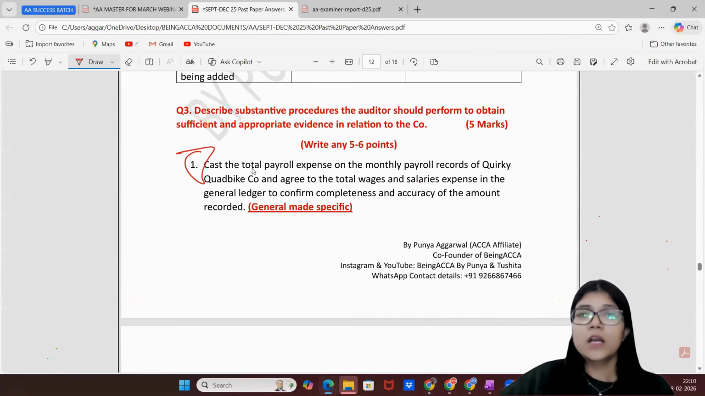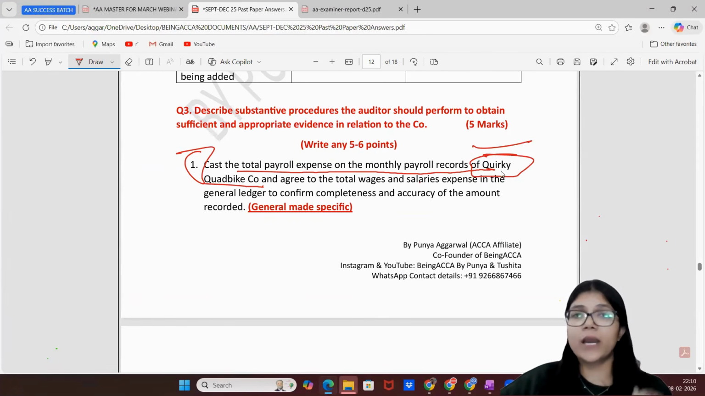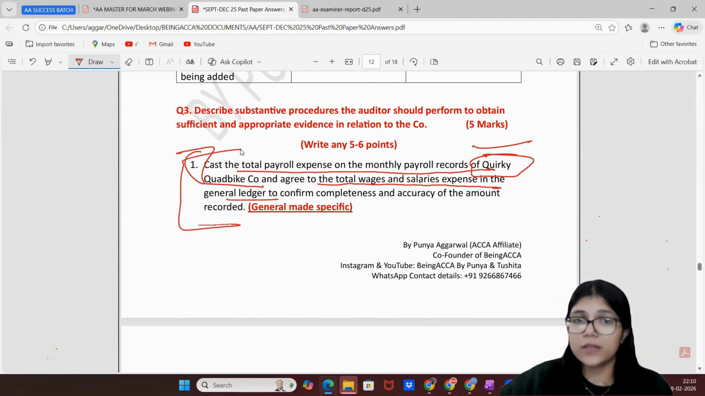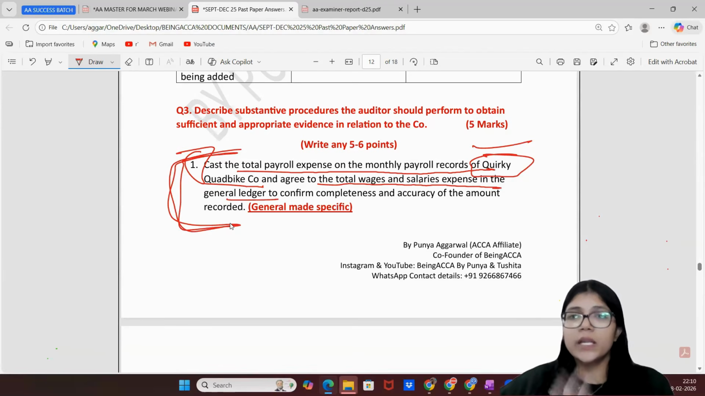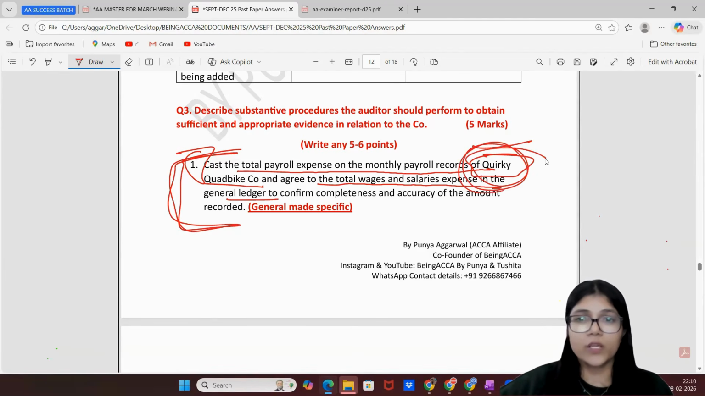The first one says, cast the total payroll expense on a monthly payroll record of Quirky Quadbike company. So I've included the question name over here. One way by which you can make your general procedures case specific. Okay, including the question name. Okay, and agree the total wages and salaries expense in the general ledger. So if you see, this is the general procedure. This is not related to the case, but I have just included the question name over here to make it more case specific. Right? So this is the first one.